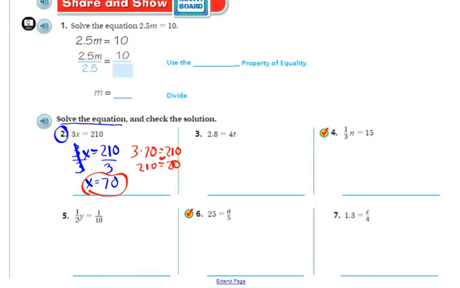All right, let's go down and pause the video and complete question 4. I want to see how you do with that fraction coefficient. If you're unsure what to do, turn back a page and take a peek at it. All right, pause it up.